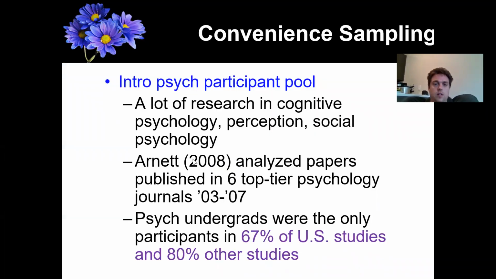Like I said, most of the research, especially in cognitive psychology, which is my field, and social psychology to some degree as well, gets done on these students. There's actually an analysis of papers published in top tier psychology journals, and they found that 67% of US studies and 80% of other studies were done on psychology undergraduates. So a lot of what we publish is based on this narrow demographic of intro psychology students.